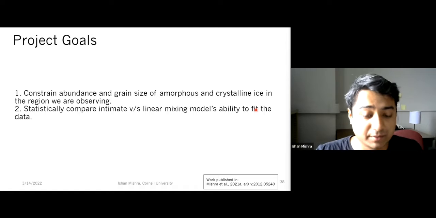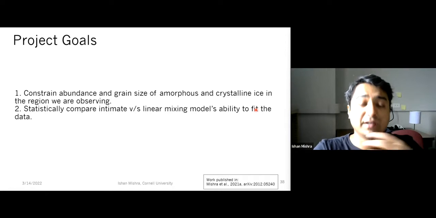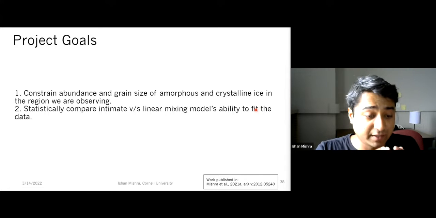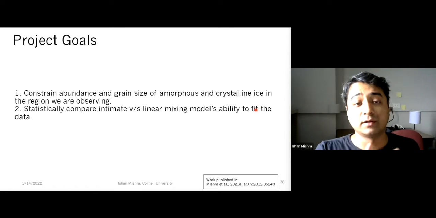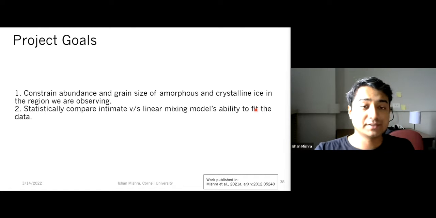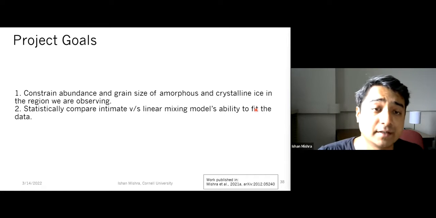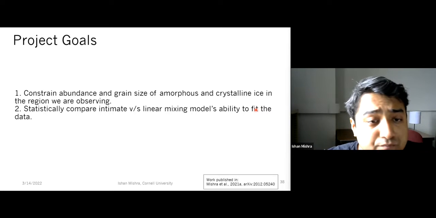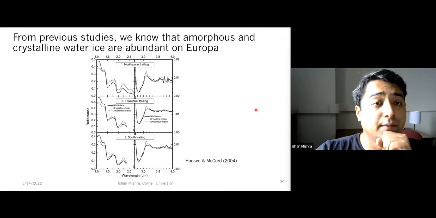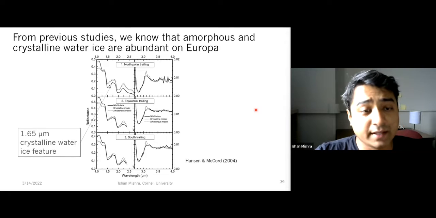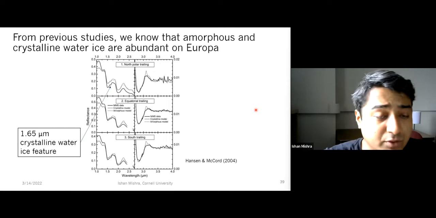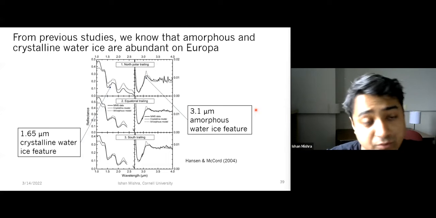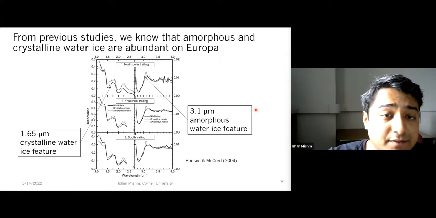And the intimate model is where basically the regolith is very intimately or homogeneously mixed, and so the total reflectance is a non-linear combination of the individual reflectances of individual species. And so we wanted to see which model worked better, because that can provide insight into the nature of the regolith you're seeing, whether it's linear, whether it's intimate. From previous studies, as I've said, we know that both forms of water ice exist because we see their distinct features. But in this study, we wanted to get at their abundances.